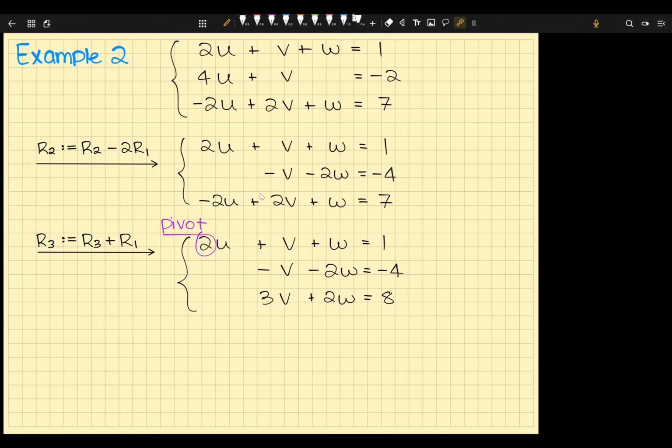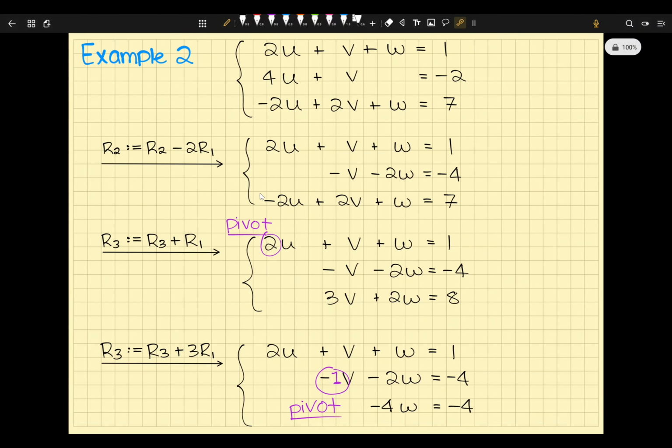All right, so we're using our trick, and well, we'll do it again. So here we look at this -1, and we add 3 times row 1 to row 3, and well, it's a little bit hard to see, but now we've also eliminated our number down there.